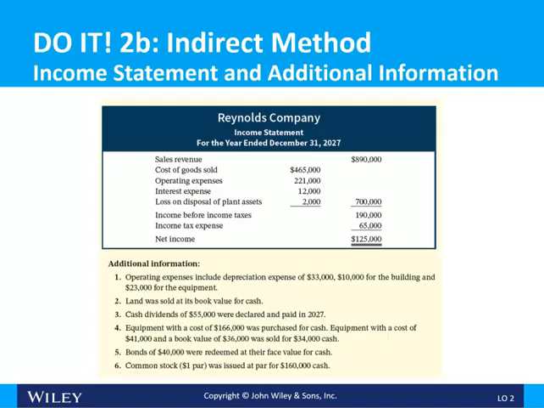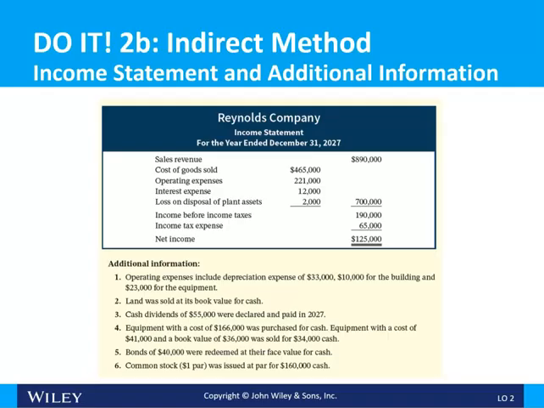So again, we start with net income. We add back any depreciation or amortization expense. If we look at the income statement, we don't see it on there, so we have to look at the additional information. And it says, yep, here it is, depreciation expense $33,000, $10,000 for the building, $23,000 for equipment. So we're going to add that back. It doesn't say we have any amortization, so we don't have to worry about that. If we look at the income statement, we have a loss on disposal of plant assets of $2,000. So we're going to add that back to net income.